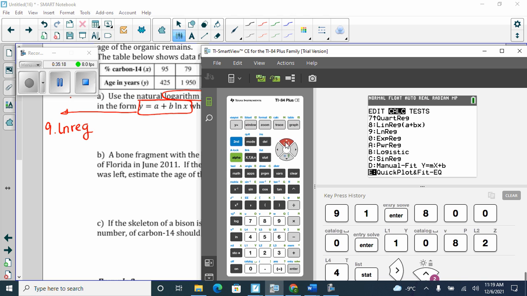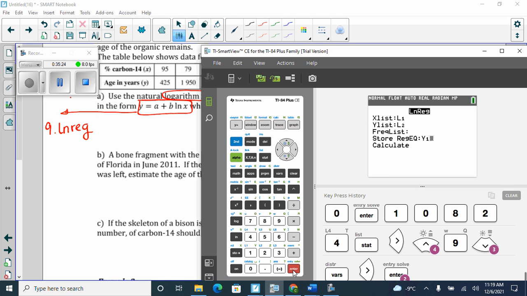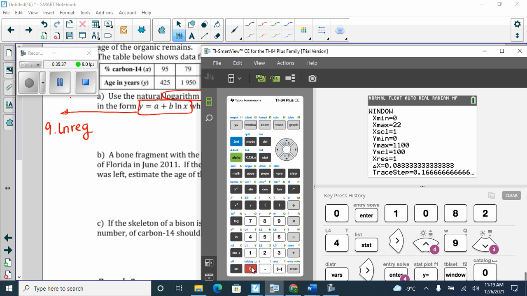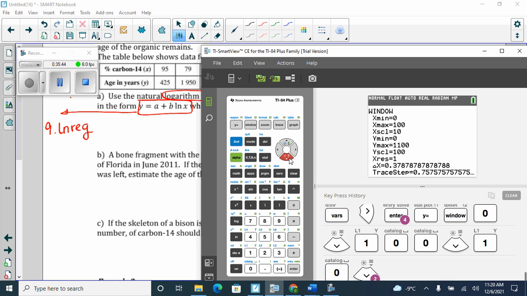59. What do I have to do after I get my equation? Go to my y, we'll see if it's there, sure. And then my window. So I go 0, my highest is 95. Well, it's percent, so it can only max out at 100 anyways. I scale 10. And then my y max is 10,000. I'm going to make it be 20.